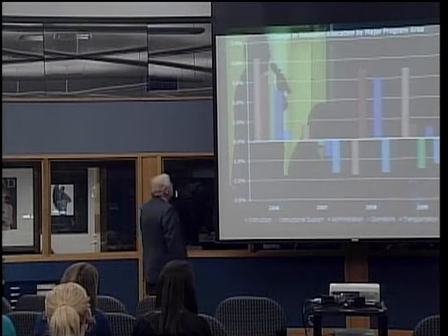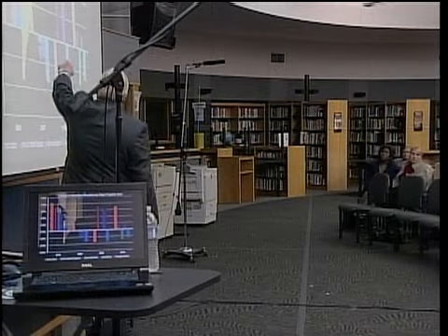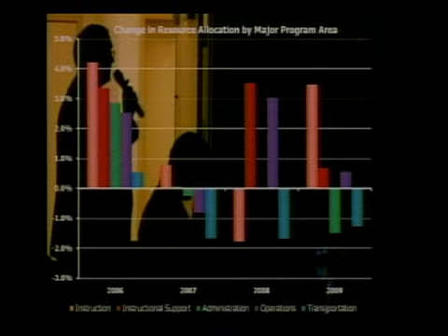Look at instruction. Oh, let's spend a lot of money. Oh, let's not increase it much. Oh, let's decrease it. Oh, heck, let's put it back up. Does that make any sense? No. If I want to increase instruction, that bar should be up. If I want to decrease it, the bar should be consistently down. But it shouldn't be like this.